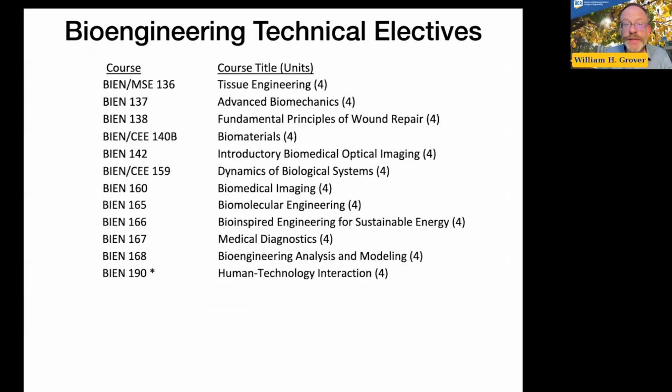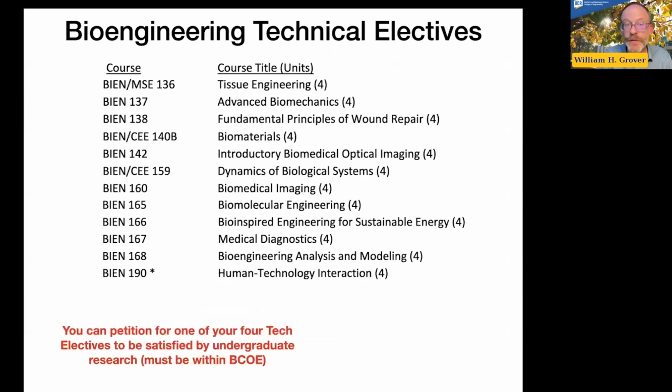So this is our current list of those technical electives. You have to choose four of these, and if you glance through the list there, you see they run the gamut, everything from tissue engineering to medical diagnostics and imaging systems to how humans and technology interact to all kinds of things. So hopefully you can look through that list and see at least three or four things that would interest you enough that you'd want to choose those as one of your technical electives.